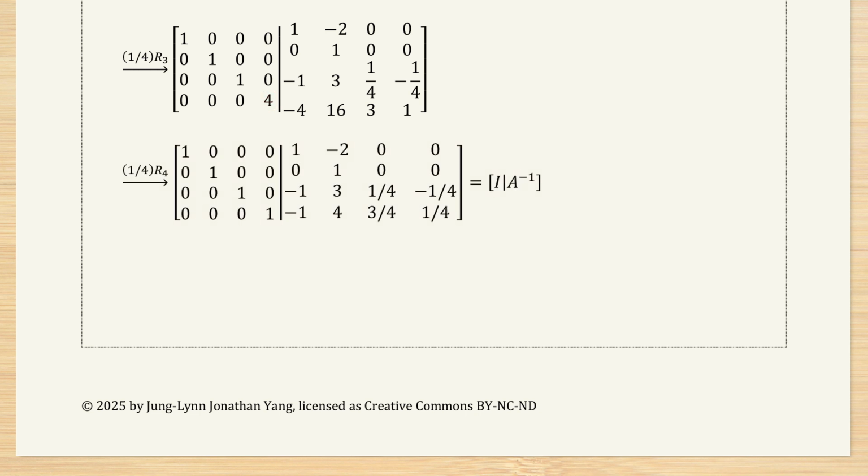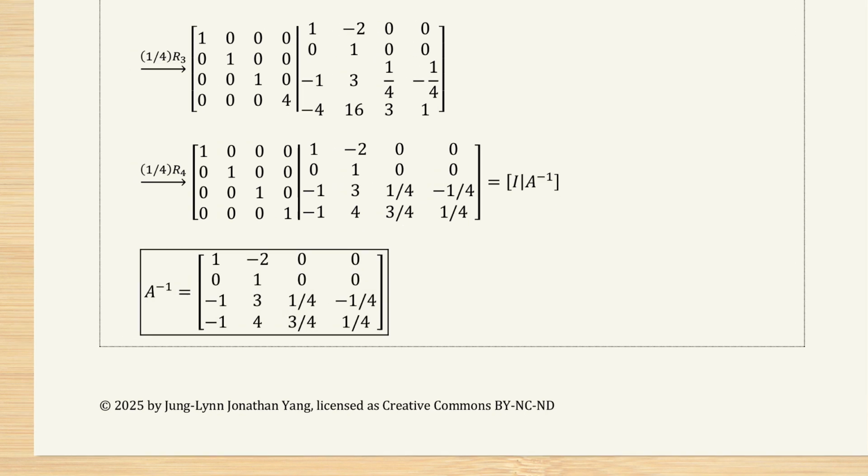Now that we have the identity where matrix A used to be, the other side of this augmented matrix, where the identity used to be, is the inverse of A.